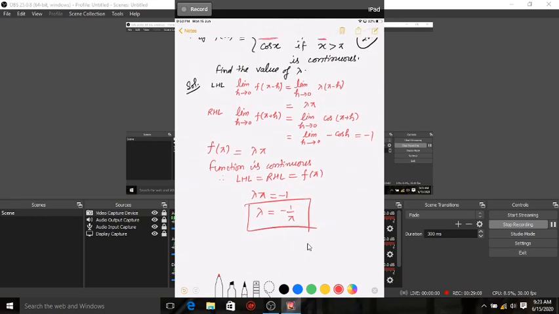Now some more questions we will discuss later. Now try to solve the questions from your textbook and also from exemplar given by NCERT. Okay, thank you.